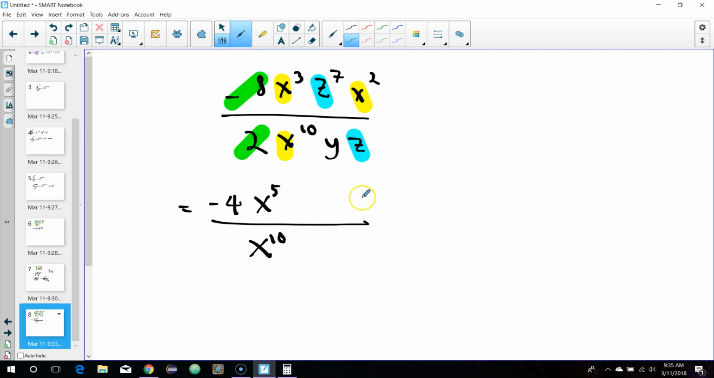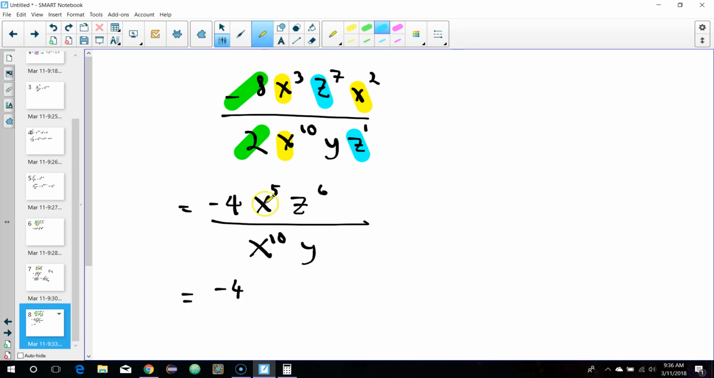I didn't touch this one just yet, so I better write that over there. And then z, I can deal with this. So it's z to the power of 7 divided by z to the power of 1, that's going to be 6. The y, I didn't touch it, so put it over there. So I multiply the x on top first, and then I'm going to carry on after this step. So I have a -4.